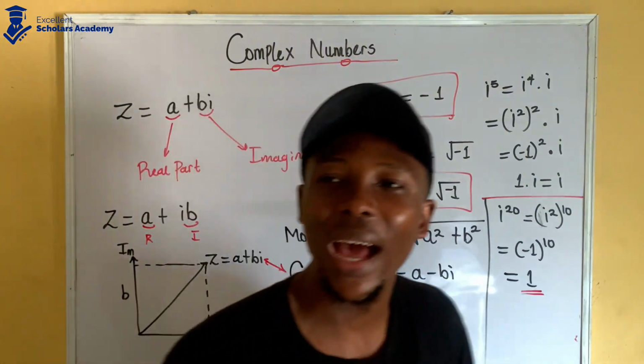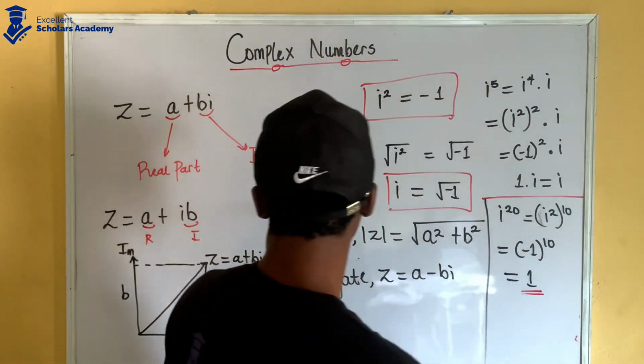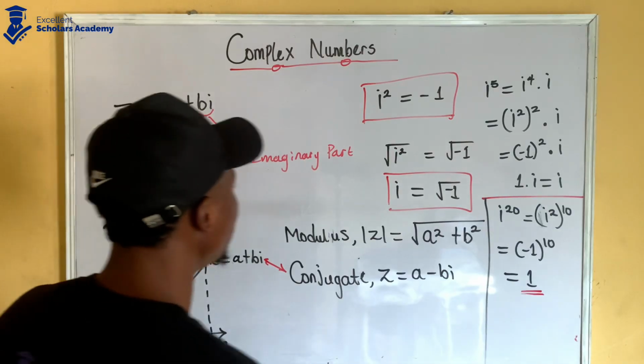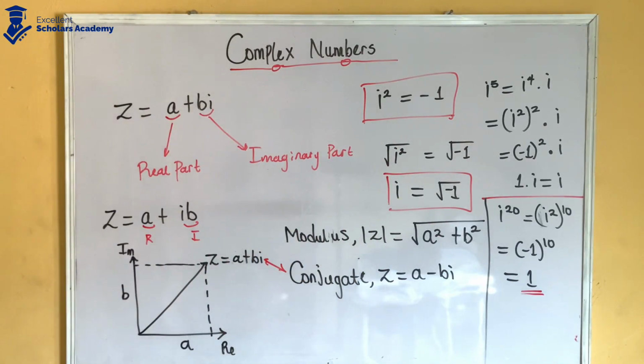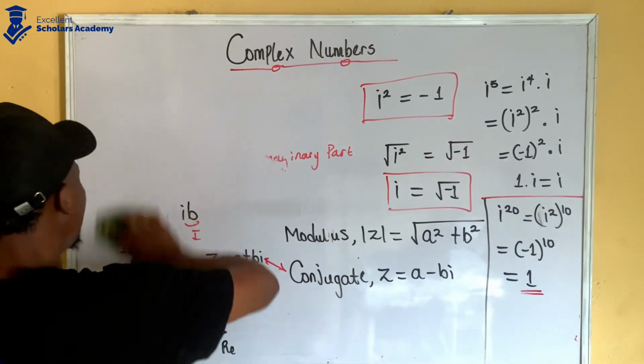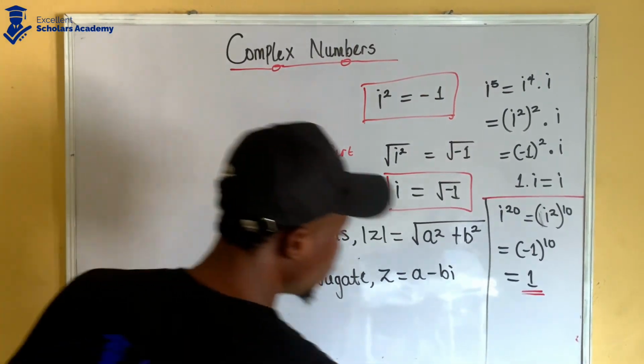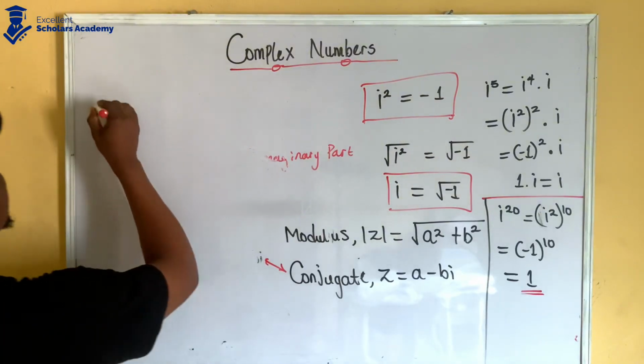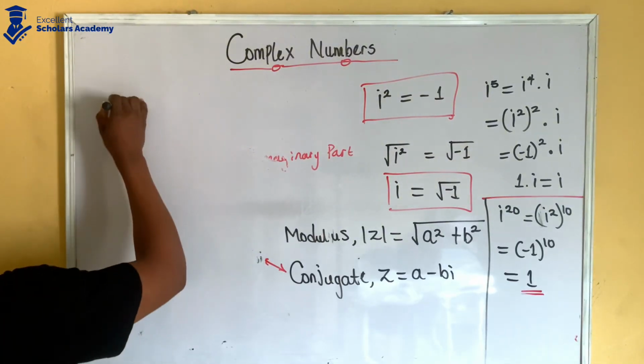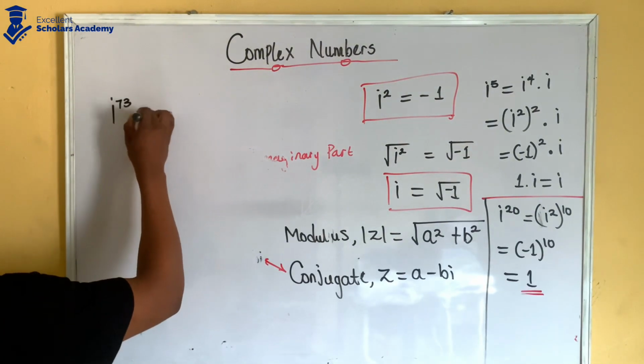Now, let's look at i to the power of 73. All right. Let's look at i to the power of 73. I'll have to rub this off. I hope you've taken note of this. So let's look at i to the power of 73.